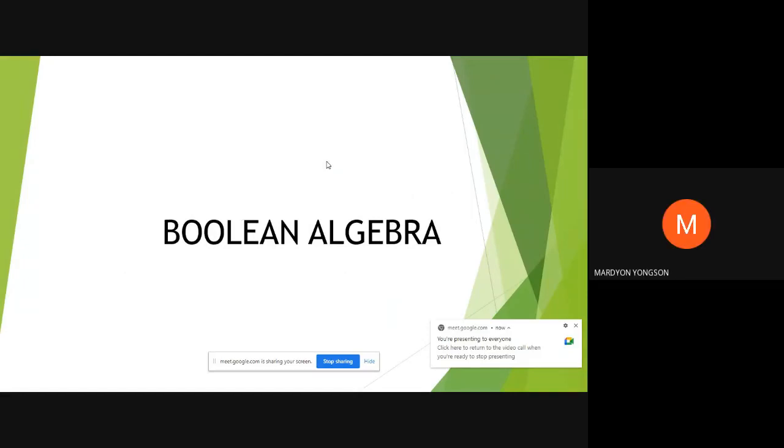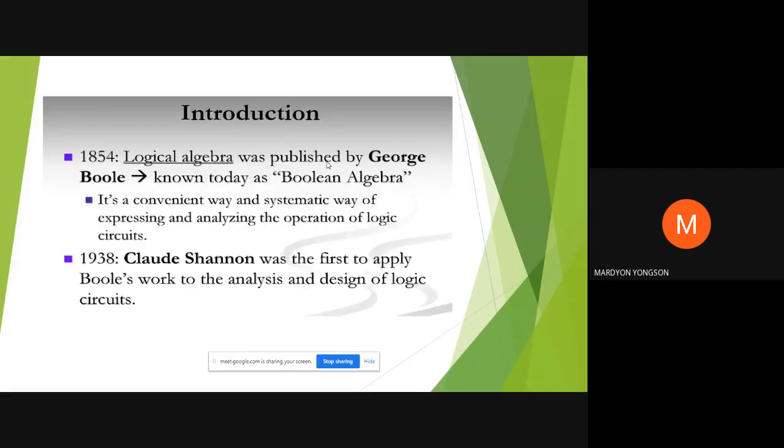Okay, so for week 4, we are going to tackle Boolean algebra. And so first, we have a short history or introduction for Boolean algebra. Last 1854, the logic algebra was published by George Boole, known today as Boolean algebra. Before, ang tawag ay logical algebra, and as of today, mas kilala siya ngayon sa tawag na Boolean algebra.